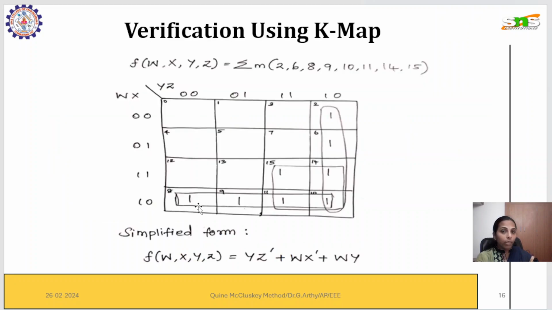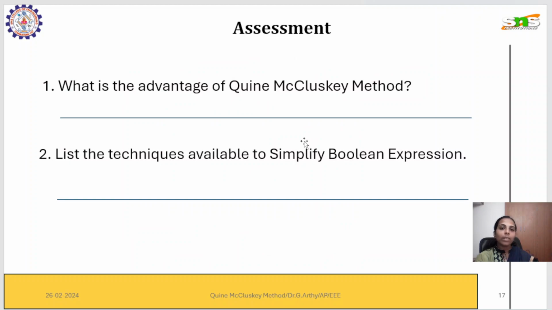You may be feeling that K-map is very simple. Yes, K-map is simple when it is 4 to 5 variables. If it exceeds 5, that is if the number of variables is 6 or greater, then K-map becomes very complex, and Quine McCluskey or the tabulation method is the best when the number of variables increases. So this is an assessment for you. What is the advantage of the Quine McCluskey method? Just discussed.